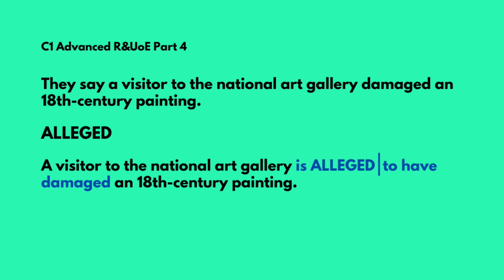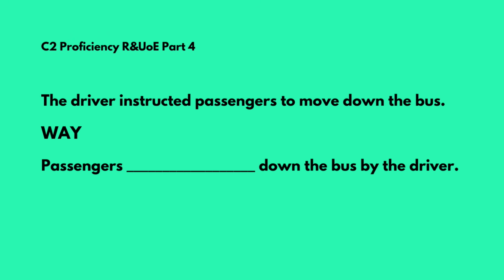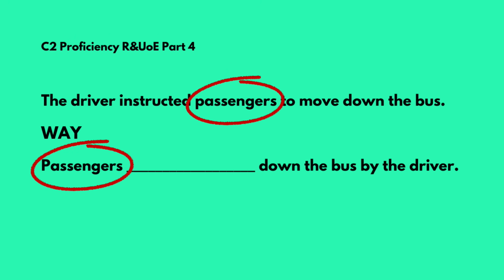But let's have a look at a C2 Proficiency example now. So this one: "The driver instructed passengers to move down the bus." The keyword is "way", and then we have, "Passengers ... down the bus by the driver." So you can see immediately, you should have identified that this requires the passive voice, because the driver, which is the subject in the first sentence, has become the object of the second sentence, and passengers has become the subject of the follow-up sentence.